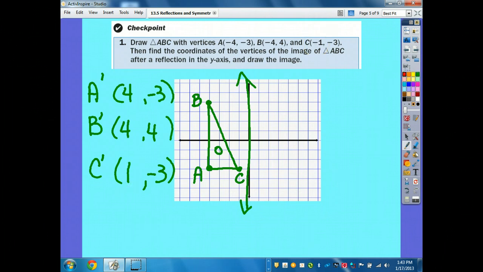If we were to just go across. 1, 1. What do I label this one? C. This is my new C. My new A is 1, 2, 3, 4. There's my new A. My B is 1, 2, 3, 4. Connect the vertices.